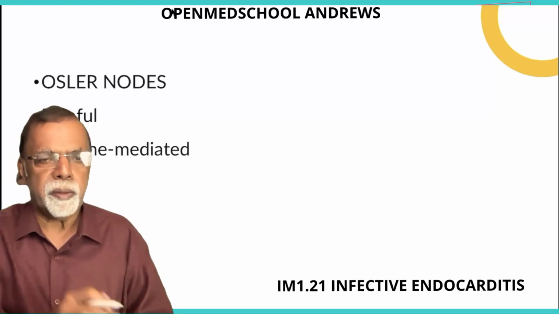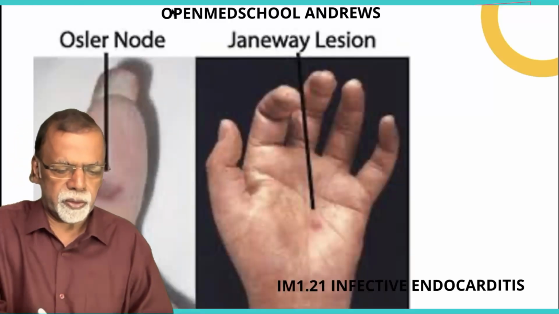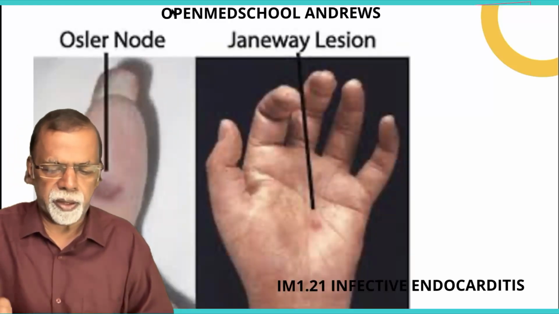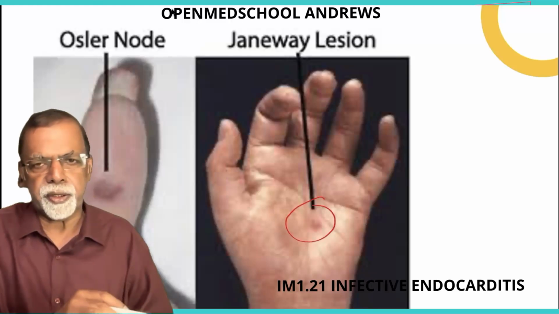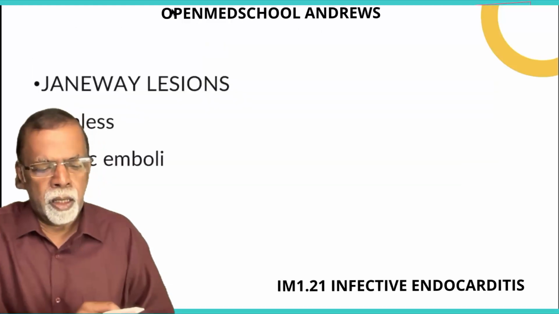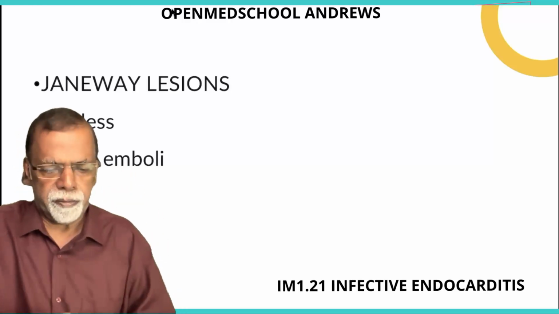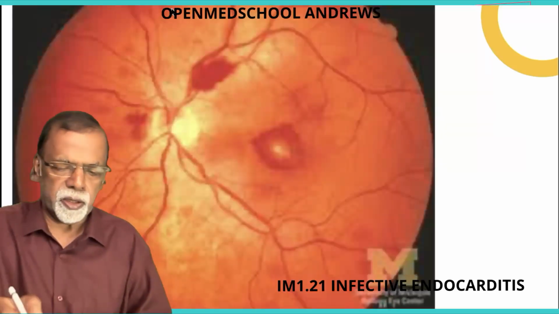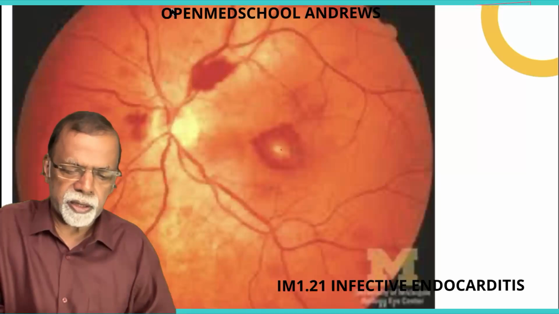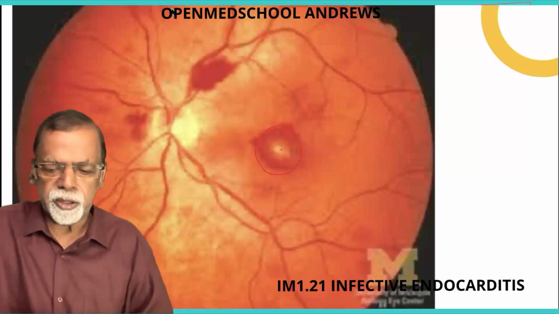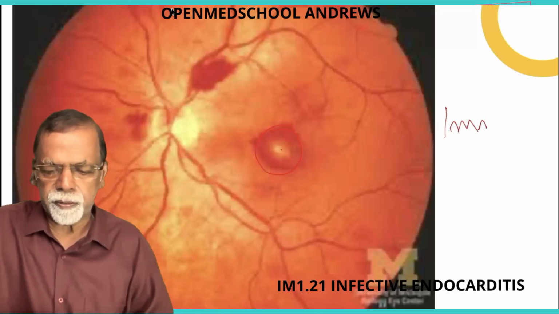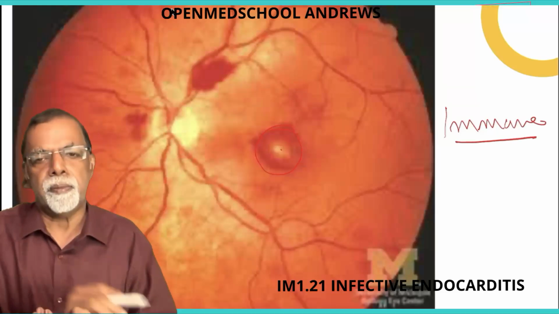Osler's nodes I already mentioned: painful, on the pulp of the finger. You just palpate. This is the Janeway lesion. Janeway lesions are painless, as mentioned; they are due to septic emboli. This is a Roth spot in the fundus. You can see a white area surrounded by hemorrhage. Again, this is an immune manifestation.